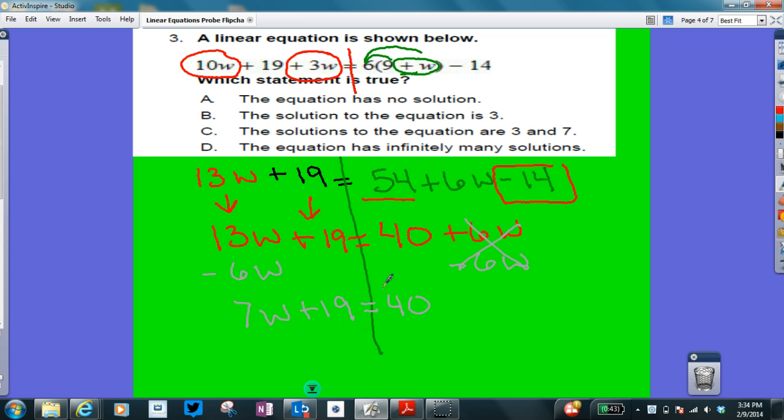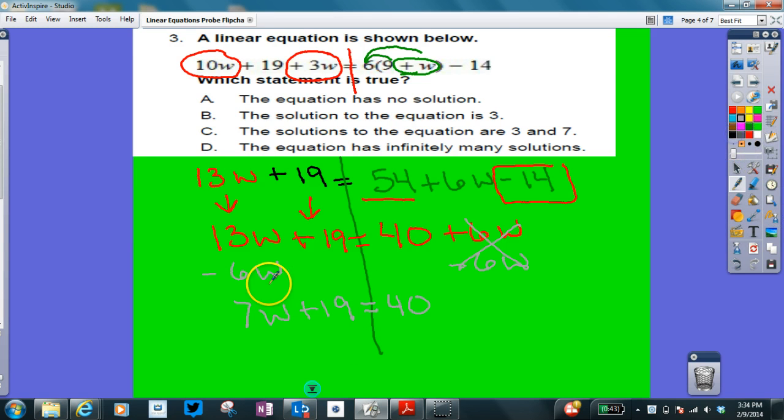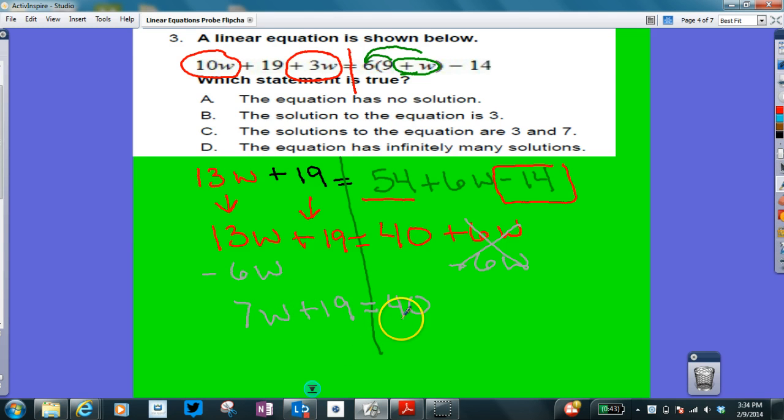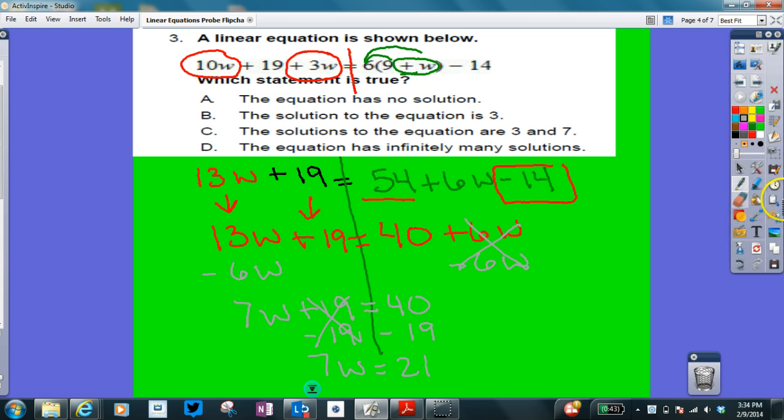Now what I've done is I've got my w to one side. Now I can continue to solve for it a lot easier. So the next thing I've got to do is get rid of this 19. Again, I have a positive on this side. I want to move it over because I want to eventually get w completely by itself. Minus 19. If I'm going to subtract from that side, I've got to do this exact same thing to this side. Leaves me 7w equals 21.